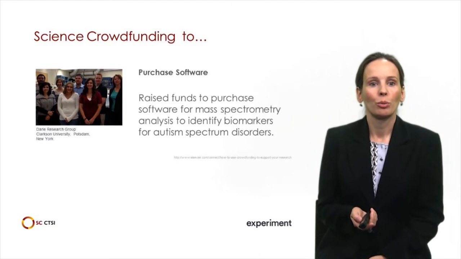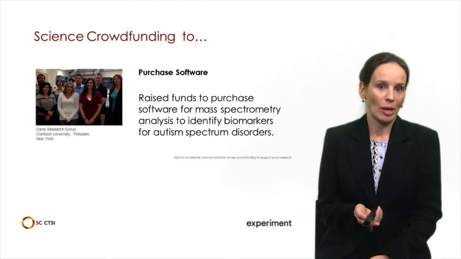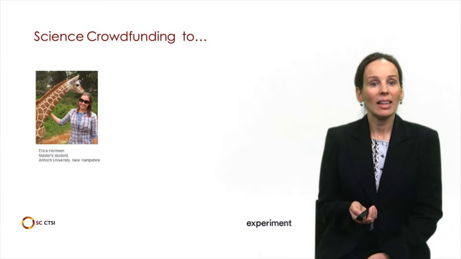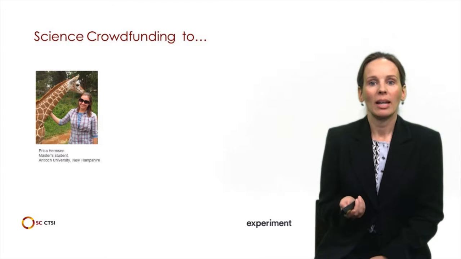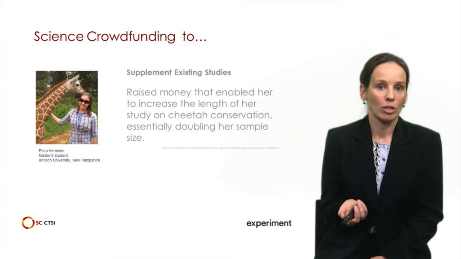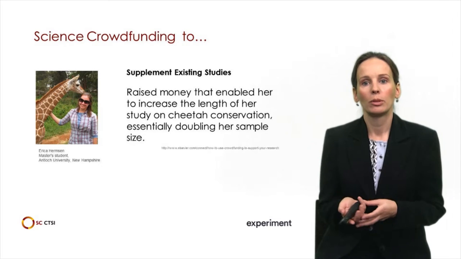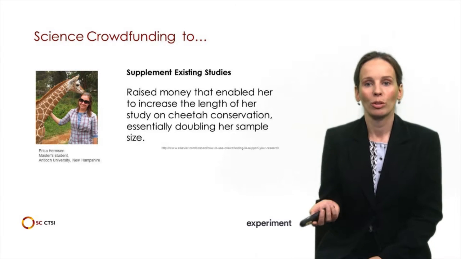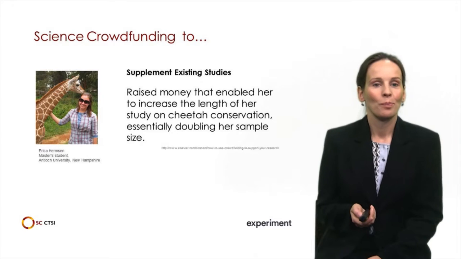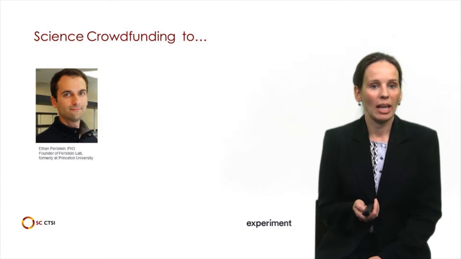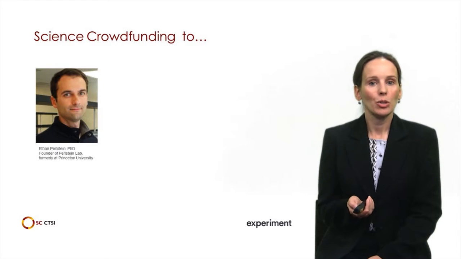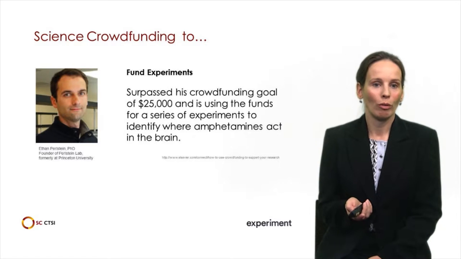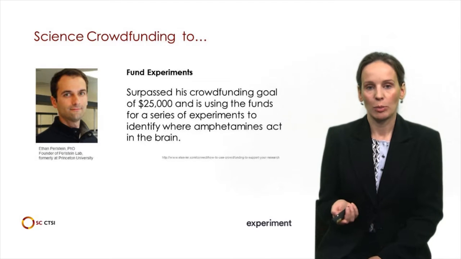They raised funds to purchase software for mass spectrometry analysis. Another interesting example is master's student Erica Hermsen. She raised money that enabled her to increase the length of her study. So she essentially was able to double her sample size, which is important to many scientists. And the third example that I wanted to share today is Ethan Perlstein, formerly at Princeton University. He surpassed his crowdfunding goal of $25,000 and is using the funds for a series of experiments.